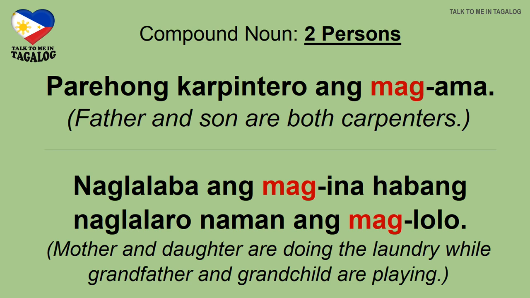Next example is, naglalaba ang mag-ina habang naglalaro naman ang maglolo. Naglalaba means doing the laundry. Habang is while, and naglalaro is playing. Naglalaba ang mag-ina habang naglalaro naman ang maglolo. Mother and daughter are doing the laundry, while grandfather and grandchild are playing. Instead of si or sina, we use the Tagalog marker ang before mag-ama, mag-ina, and maglolo because they are not proper nouns or names of people.